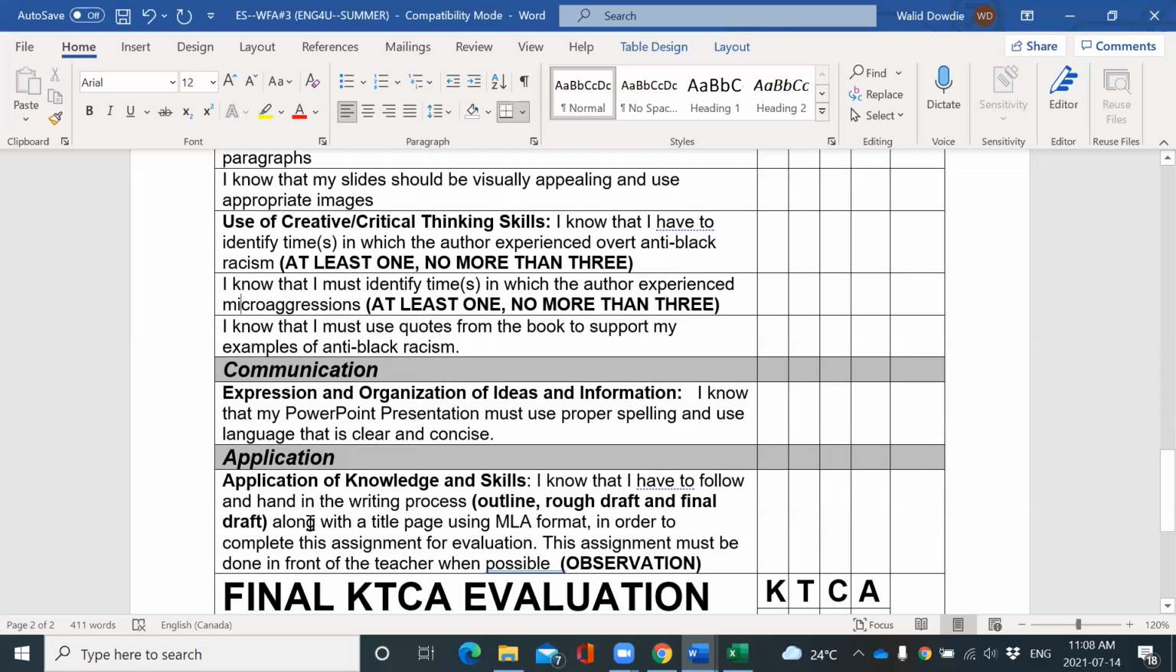Okay, expression and organization of ideas and information. I know that my PowerPoint presentation must use proper spelling and language that is clear and concise, which means it's proper spelling, it's short, it's sweet, and it also doesn't confuse anybody. Last part is the writing process. Everyone knows the deal here.